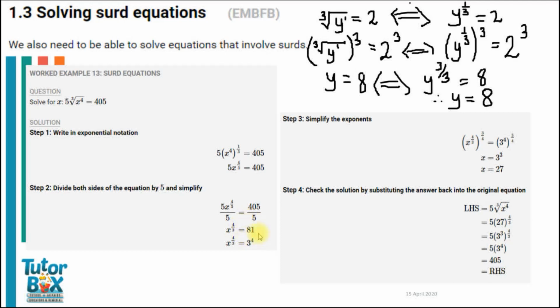And then we want to change 81 so that we put it in terms of its prime factors. So this will be x raised to the power of 4 over 3 is equal to 3 raised to the power of 4. Okay, so guys, before we go to step 3, let me just explain this part.